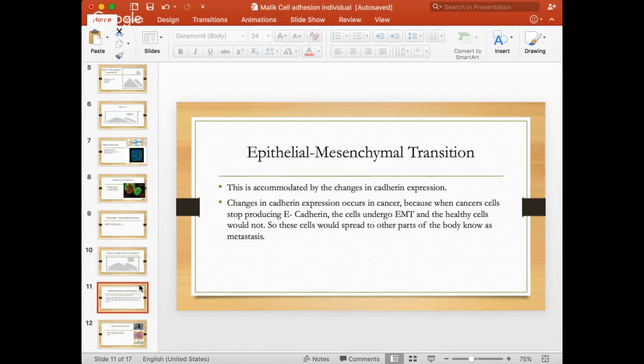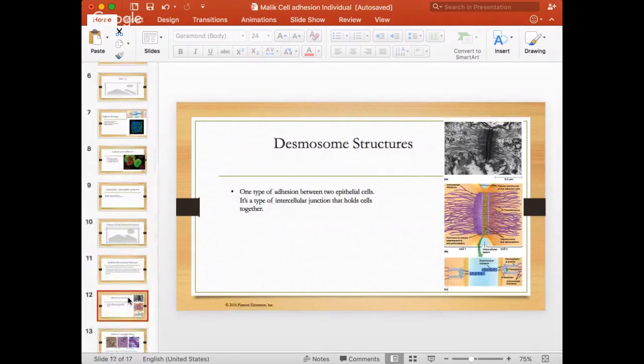As we continue moving forward, the epithelial-mesenchymal transition is accompanied by changes in cadherin expression, and changes in cadherin expression occur in cancer. Like I said, when cancer cells start producing E-cadherins, the cells undergo epithelial-mesenchymal transition, and the healthy cells will not. So these cells will spread to other parts of the body, known as metastasis, and this will have an effect on humans in their bodies when it comes to cancer.